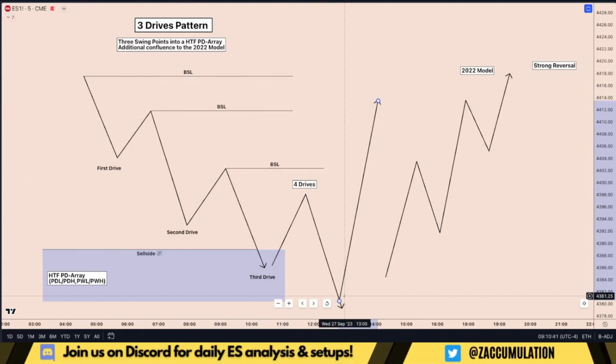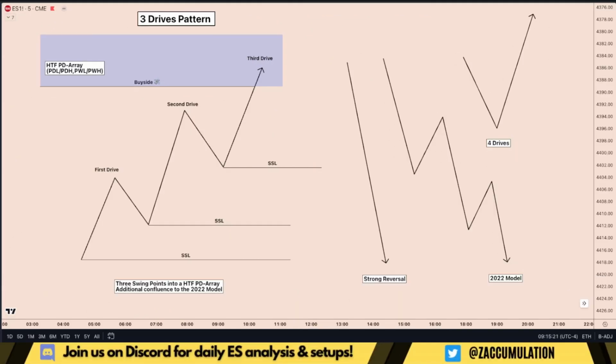And for example, with 8:30 news, we could very simply see that once we already run the sell side and we entered that higher time frame PD array for a quick run on stops to soak up all this buy side liquidity. Before we jump into real chart examples, let's also take a look at the free drives bearish reversal pattern.